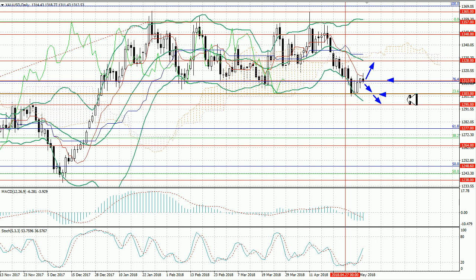Technical indicators do not provide a clear signal. Bollinger Bands are reversing downwards, MACD histogram is stable in the negative zone, Stochastic is pointing upwards. Generally, if the price consolidates below the level of 1313, the continuation of the decline seems probable, but one cannot exclude the beginning of growth.